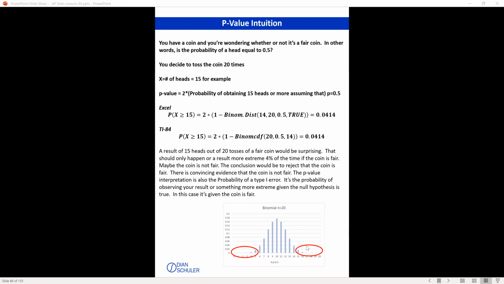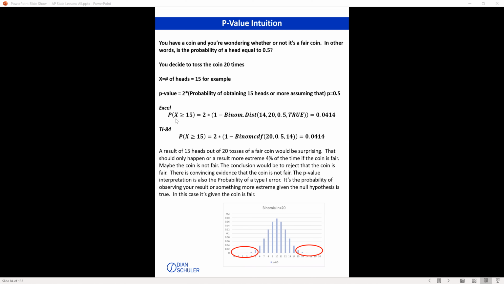And the reason why we have to multiply it by 2 is because we didn't say, well, we're wondering if heads is going to be more common than tails. We didn't give a direction to it. We just said, is it fair or not? So is P equal to 0.5? The probability of heads is equal to 0.5, or is it something different? So we have to look at all the values on the lower end also, from 5 down to 0. That would all be included.